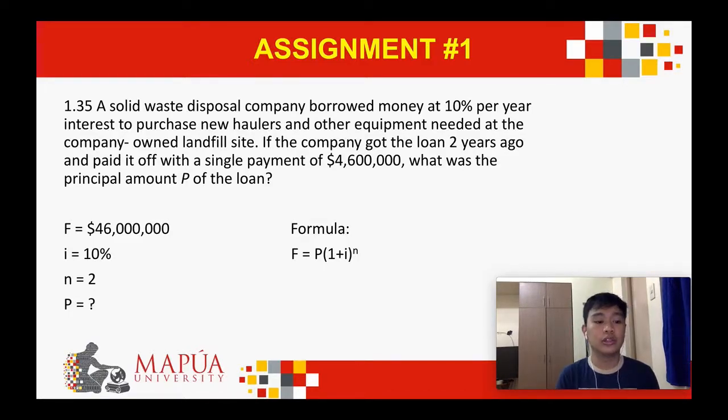So from the question, we can obtain the values for the final amount, which is 46 million, the interest, which is 10%, and the number of years, n, which is 2. And we have been tasked to look for the principal amount, P. For this question, we can use the compounding interest formula, which is F is equal to P times 1 plus i raised to n.